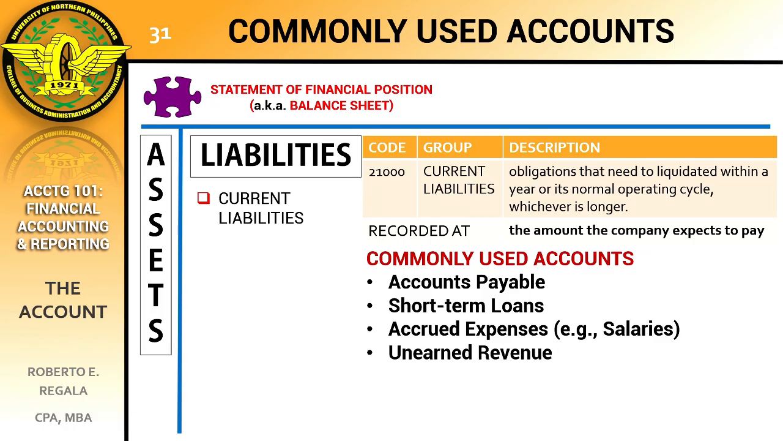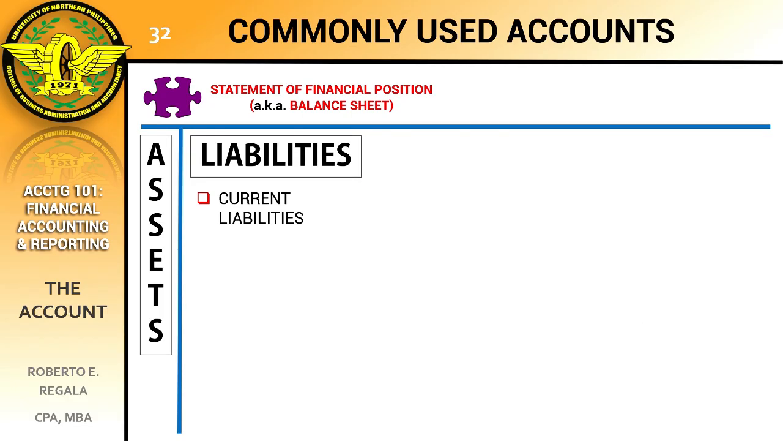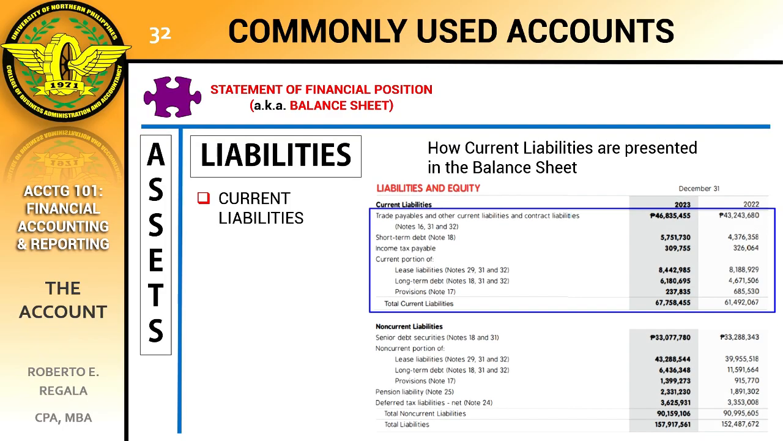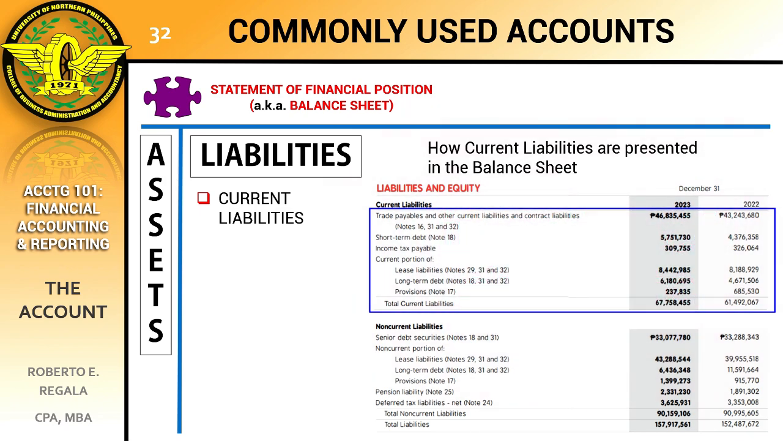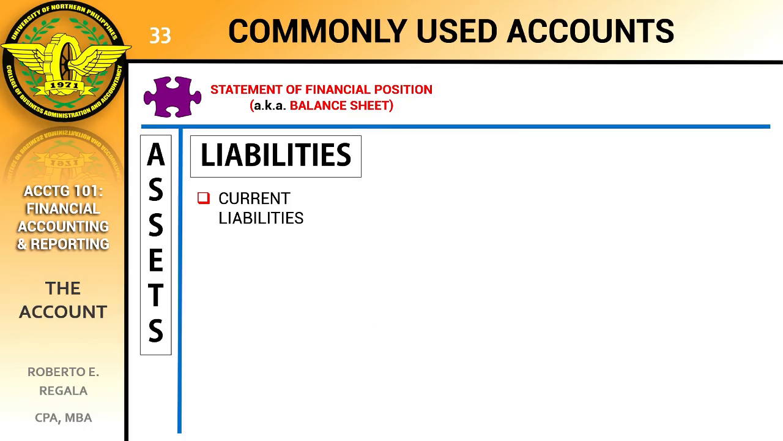Unearned revenue, representing money received in advance for goods or services that will be delivered in the future, and income tax payable, which are taxes owed to the government, usually payable in cash. Current liabilities are listed on the balance sheet in the current liabilities section, usually in order of when they are due, separate from the company's long-term debts. Here is an example of Jollibee Food Corporation's balance sheet, with current liabilities highlighted.